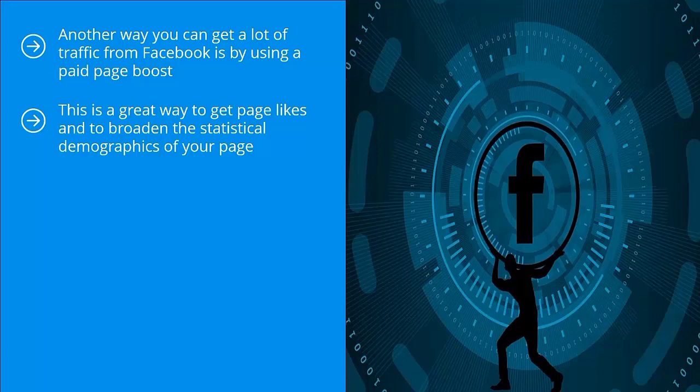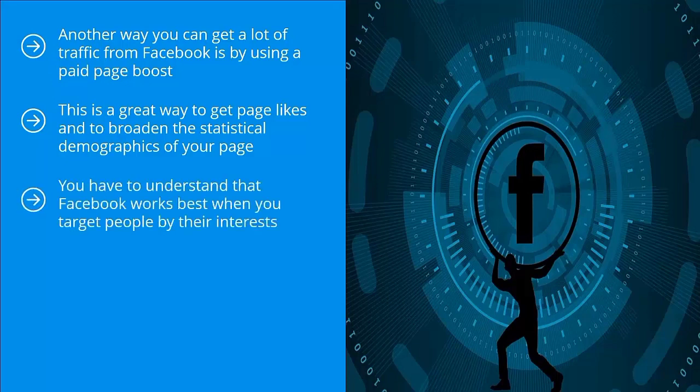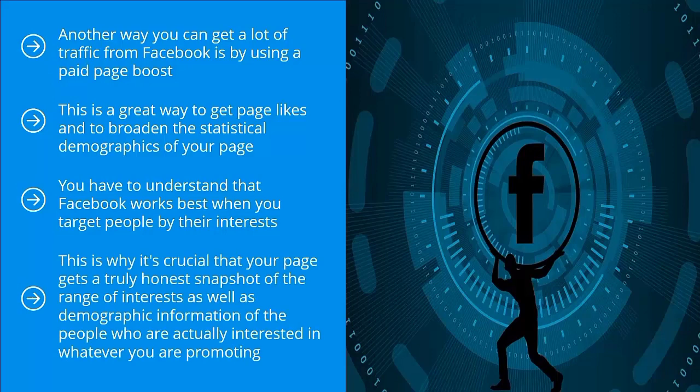Why is this important? Why is it a big deal that you get a broad statistical demographic snapshot of people truly interested in whatever it is you are promoting? You have to understand that Facebook works best when you target people by their interests. This is a bit tricky because if your page is statistically inaccurate as far as your niche is concerned, you probably would have a very faulty set of targeting parameters. You're not quite there when it comes to getting the interest of people you're trying to reach. This is why it's crucial that your page gets a truly honest snapshot of the range of interests as well as demographic information of the people who are actually interested in whatever you are promoting.